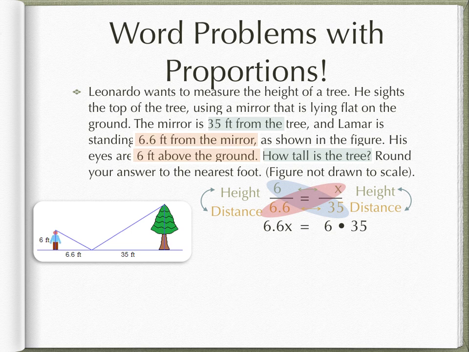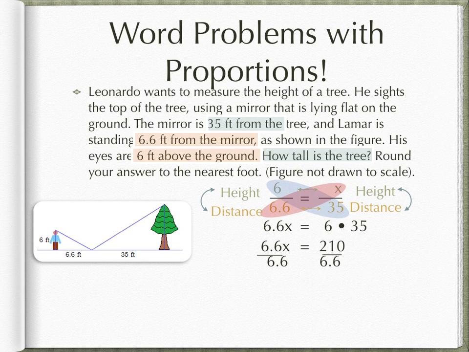Then we're going to go ahead and multiply that right hand side, and we get 6 6/10 x is equal to 210. Then we want to get x by itself, so we need to get rid of that 6 6/10. So the 6 6/10 is being multiplied by the x. So the opposite of multiplication is division. So we're going to go ahead and divide both sides by 6 6/10 because remember what we do to one side, we also have to do to the other.